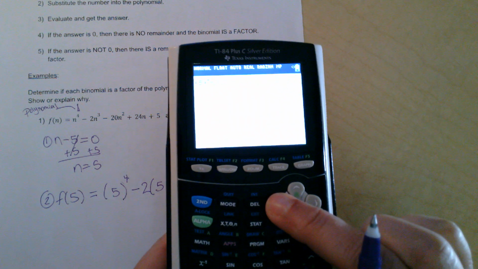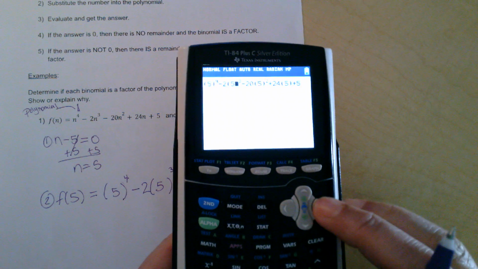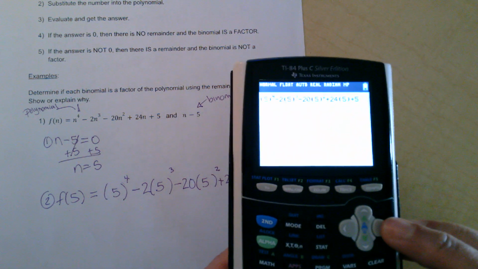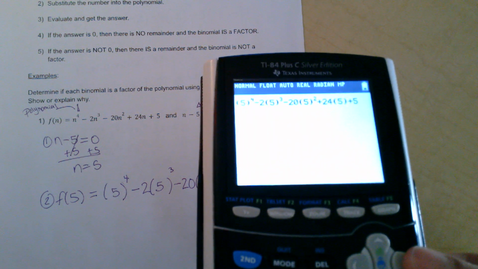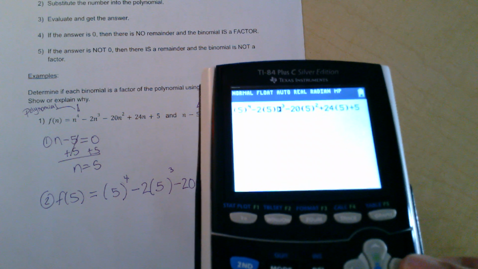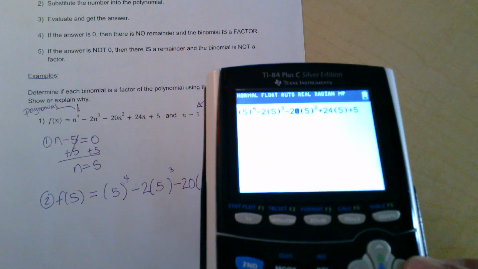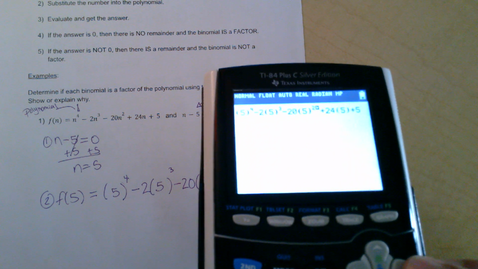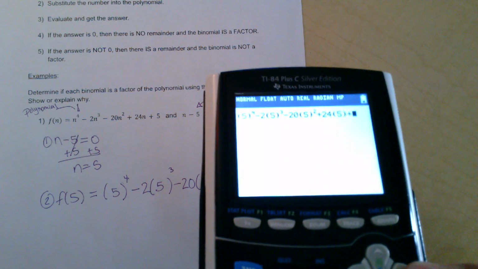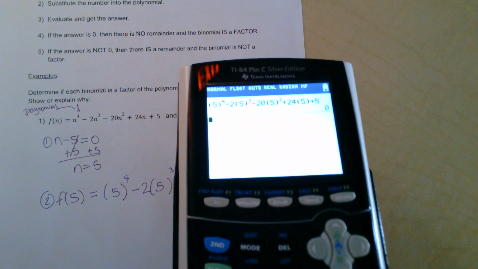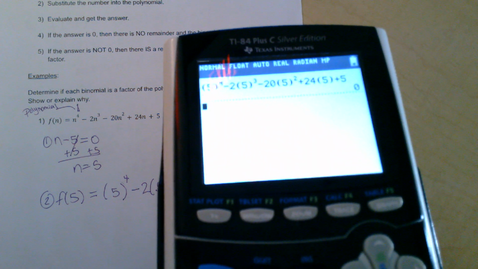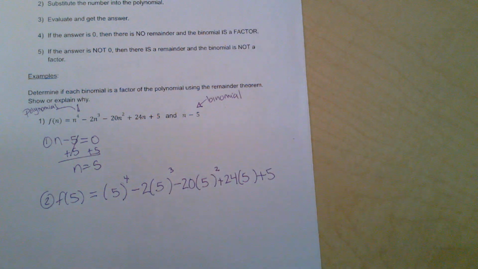I'm just going to scroll back to the beginning. So we have 5 to the fourth. Yep. Here we go. Minus 2 times 5 cubed minus 20 times 5 squared plus 24 times 5 plus 5. I'm going to press enter and look what we get. We get 0. That's great.